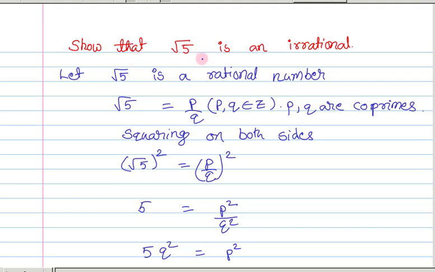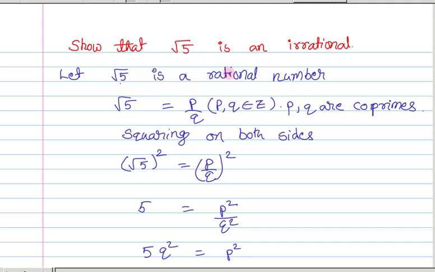Show that root 5 is an irrational number. Okay, I am going to prove it as an irrational number by using the contradiction method. So, in that method, firstly I am supposing that root 5 is a rational number.